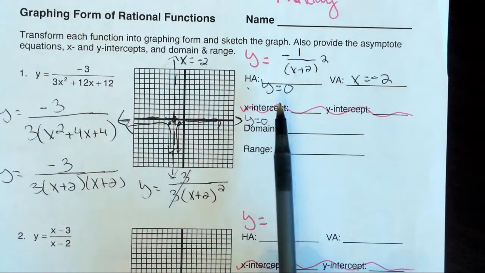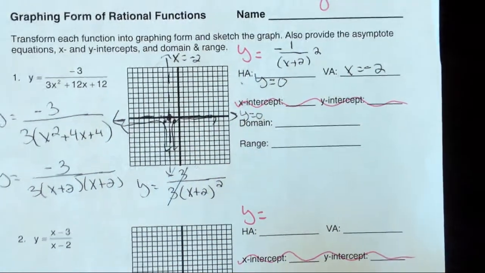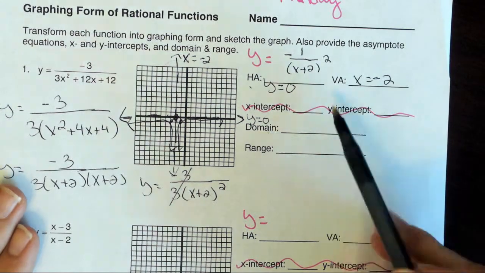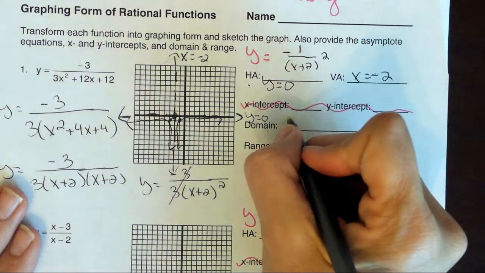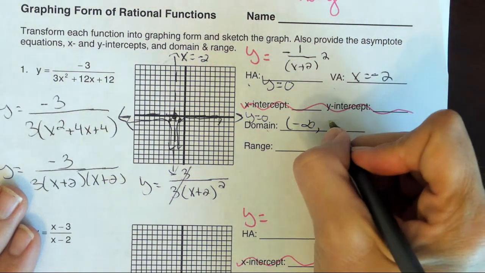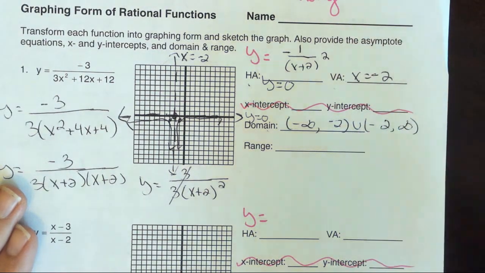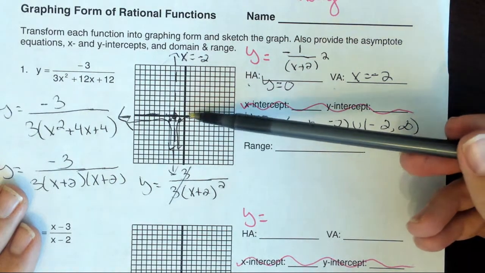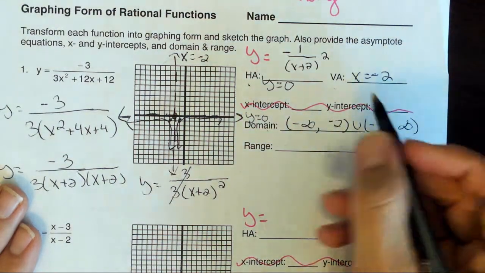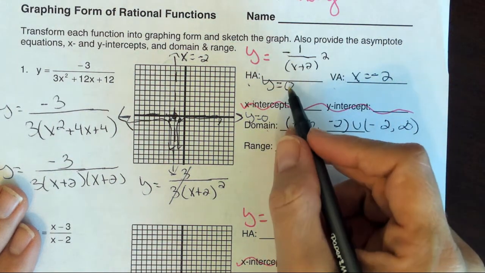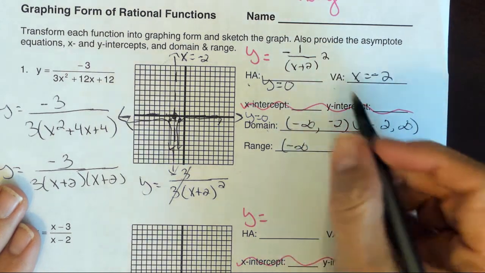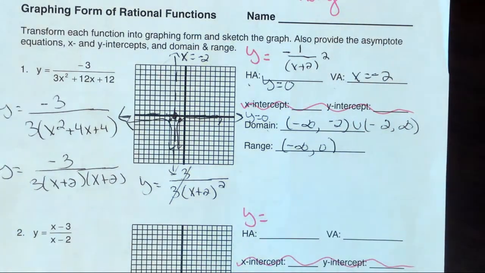This is one of the problems where I said you didn't have to find your x and y intercepts. For my domain, I always go back and look at my vertical asymptotes. I'm going from -infinity to -2, and then from -2 to positive infinity. My range is everything below the horizontal asymptote, so it's going to go from -infinity to 0.